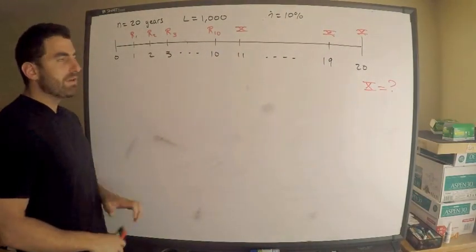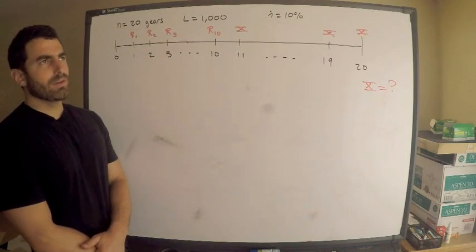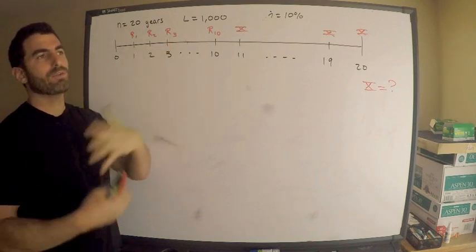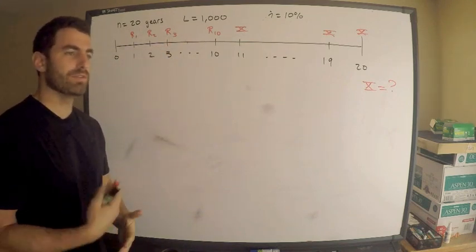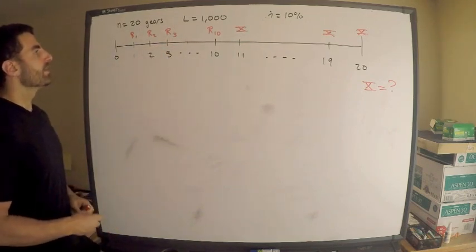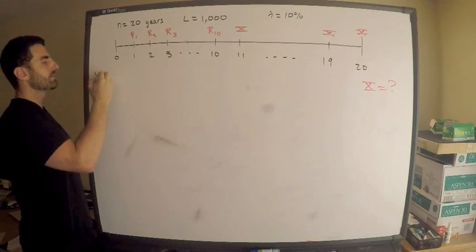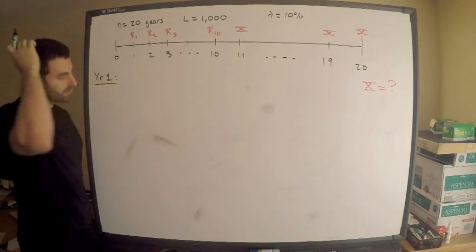Well, what I want to do is basically write out a payment schedule, sometimes called an amortization schedule. I have the payments, I don't know what they are, but then I'm also going to write down the principal repaid as well as the interest repaid. So in year one, let's just do this one step at a time. What's going on in year one?